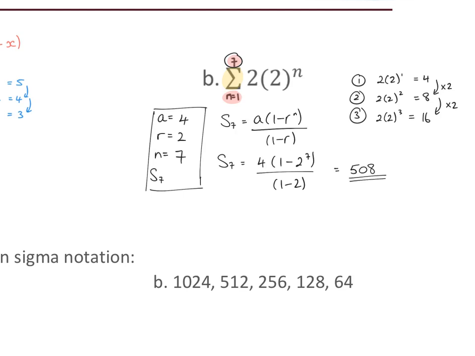And again, we can check that using the sigma button. So inside the sigma, we're going to put 2 times 2 to the x, with x equals 1 to 7, and that gives us 508.